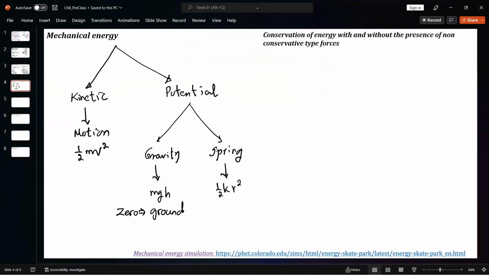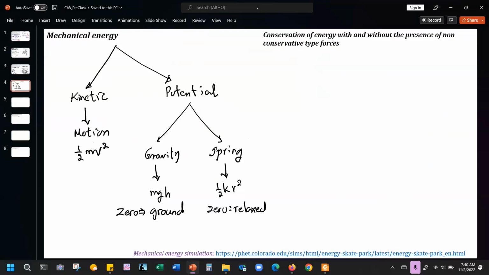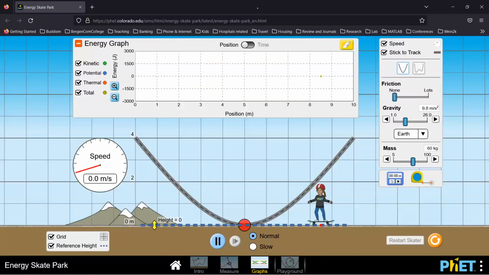What is the 0 point for the spring? It is the spring relax point, okay? The spring relax point is the 0 potential energy point. Now let's take a very quick look at a small simulation for that.